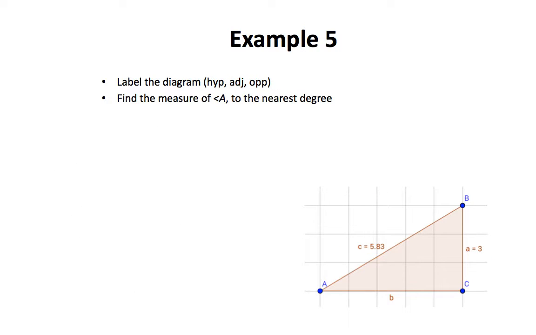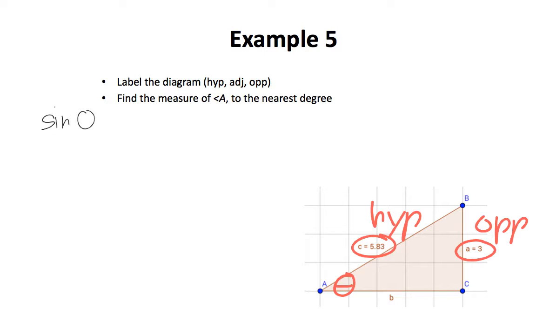In our fifth example, we want to find the measure of angle A to the nearest degree. So I'm going to label angle A theta, which makes the side labeled 3 the opposite side, and the side labeled 5.83 the hypotenuse. The trig ratio that contains opposite and hypotenuse is sine theta. So let's write that down. Sine theta is equal to opposite over hypotenuse.